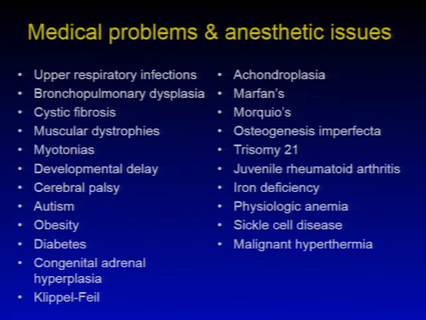Medical problems and anesthetic issues in pediatric anesthesia include upper respiratory infection, bronchopulmonary dysplasia, cystic fibrosis, muscular dystrophy, myotonia, developmental delay, cerebral palsy, autism, obesity, diabetes, congenital adrenal hyperplasia, hemophilia, achondroplasia, Marfan's, Morquio, osteogenesis imperfecta, trisomy 21, juvenile rheumatoid arthritis, iron deficiency, physiological anemia, sickle cell disease, and malignant hyperthermia. We will go through some of these issues in the next part of the talk.